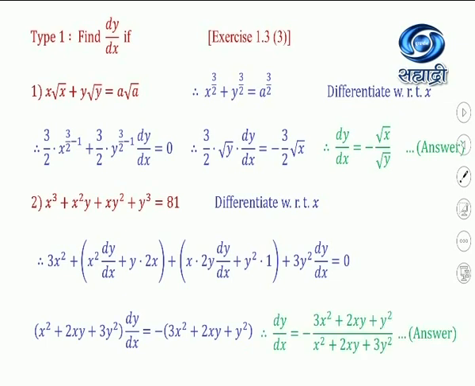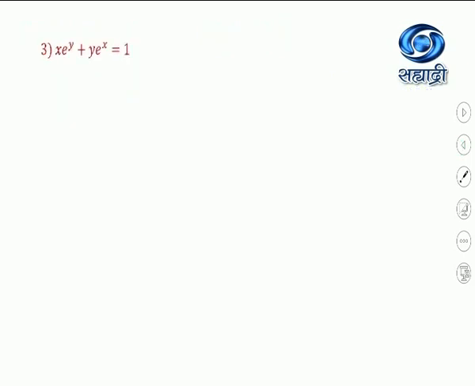Now we get our final answer, that is dy/dx equal to, now take this bracket on the right hand side, it becomes the denominator. So this is our numerator, −(3x² + 2xy + y²) upon (x² + 2xy + 3y²). And now this is our final answer. So we will continue with our next example.